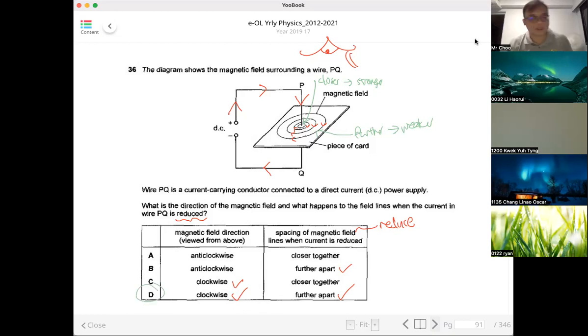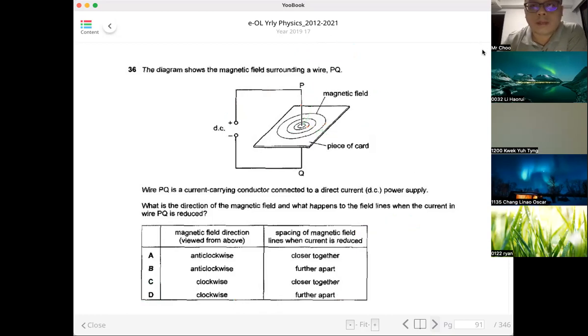So we are doing the simple part of electromagnetism. After National Day, so next week we'll have no class. After National Day, we will do the motor. So now we are doing the basics first. Hopefully by next week, you all will be okay. Okay, let's do the next question.